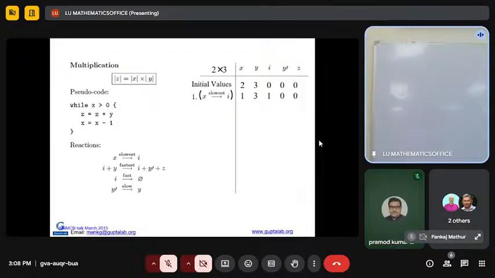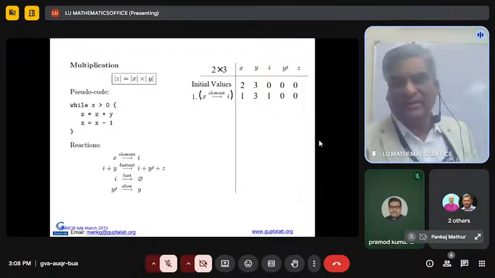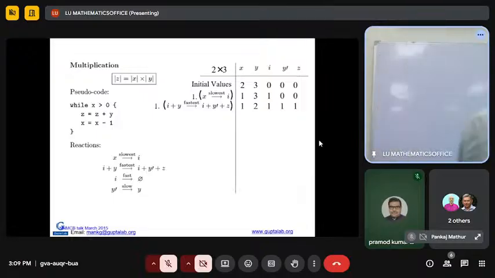Yeah. Now that's the first reaction. Now what will happen? Now the second reaction. As soon as the catalyst is present, this reaction will fire immediately. And that means 1 molecule of Y will produce 1 molecule of Y prime and 1 molecule of Z. Right? So 1 molecule of Y prime and 1 molecule of Z.